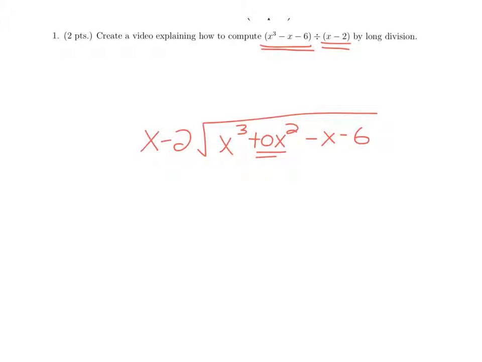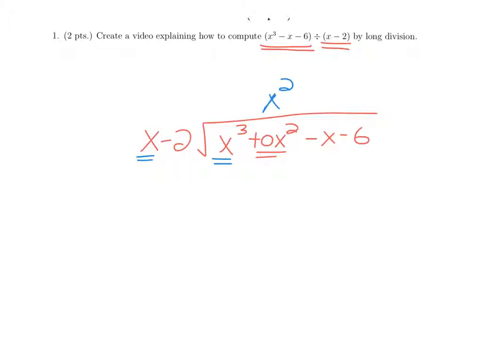So here's what we're going to do. We're going to ask ourselves, x times what would give you x to the third? Or, in other words, x to the third divided by x is equal to what? And the result is x squared. So I'm going to place that result on top of the x squared term, okay?